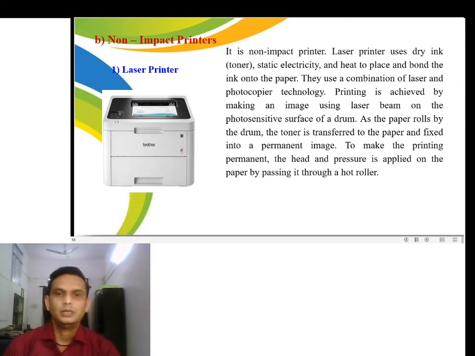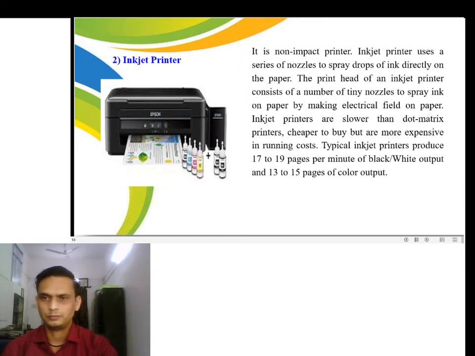Non-impact printer. Laser printer is a non-impact printer. A laser printer uses dry ink called toner. Static electricity and heat bond the ink onto the paper. As the paper rolls by the drum, the toner is transferred to the paper and fixed into a permanent image. To make the printing permanent, heat and pressure are applied on the paper by passing it through a hot roller.